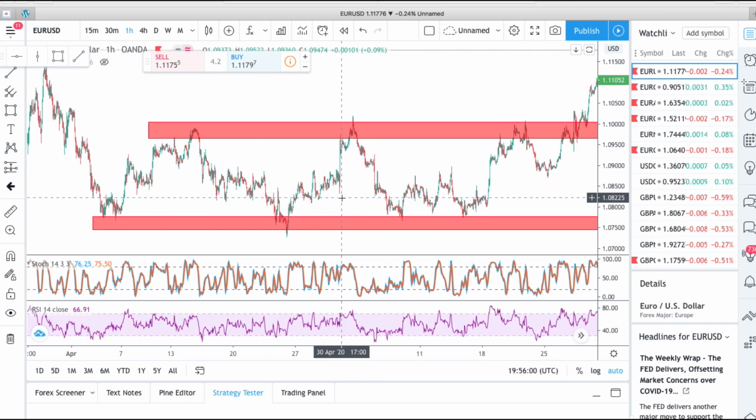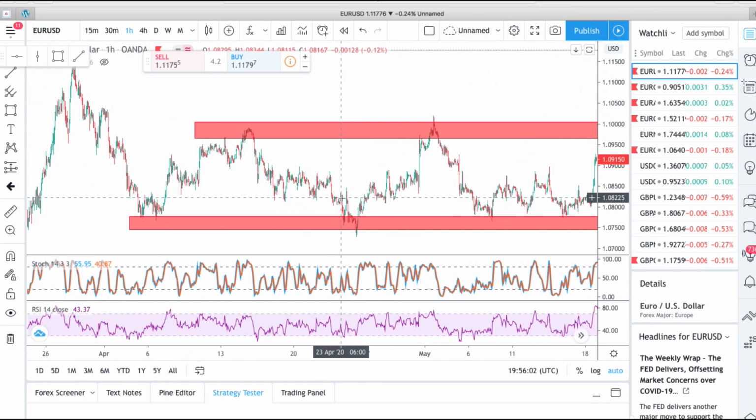Alright, so here we're on our 1-hour time frame, and we have our support and resistance drawn up. So you know that the stochastic is a momentum indicator. The RSI is also an oscillator. Is it going into overbought area? Is it going to oversold area? Alright, so that's the only areas I look for in the stochastic and in the RSI. You look for areas where it is overbought, you look for areas where it is oversold. The RSI will move a bit slower than the stochastic.